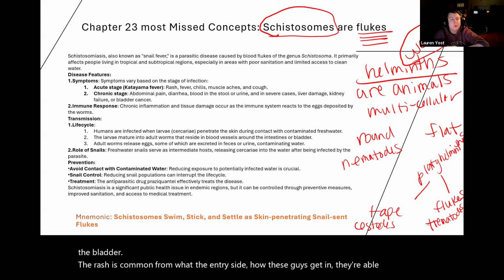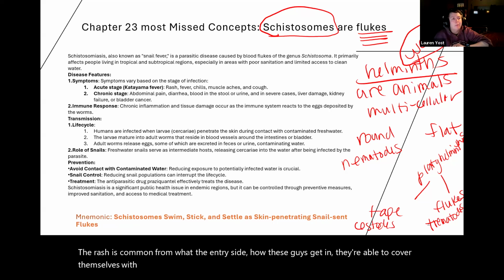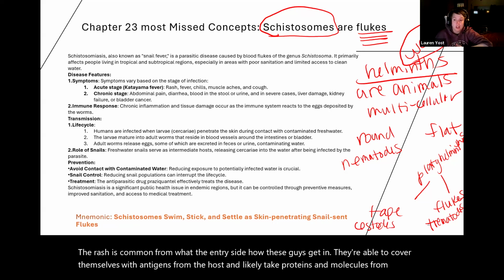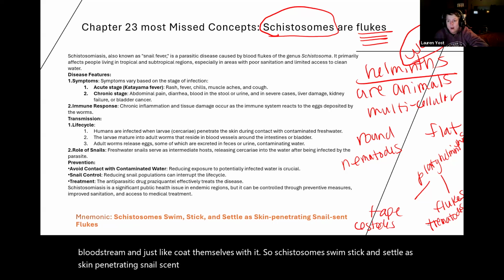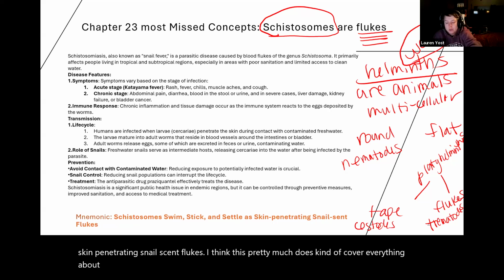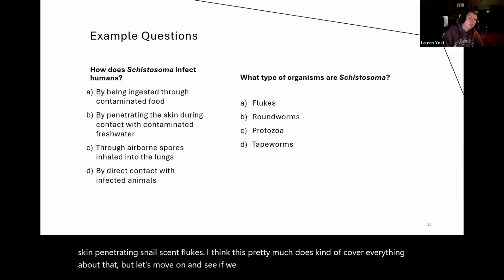They're able to cover themselves with antigens from the host. Like they take proteins and molecules from the host bloodstream and coat themselves with it. So schistosomes swim, stick, and settle as skin-penetrating snail-sent flukes. I think this pretty much covers everything about that, but let's move on and see if we can answer some questions about these guys.